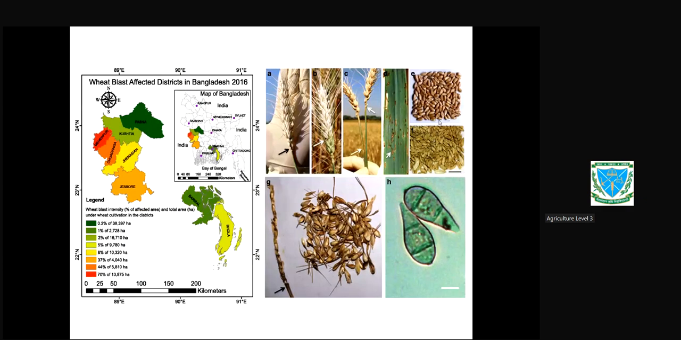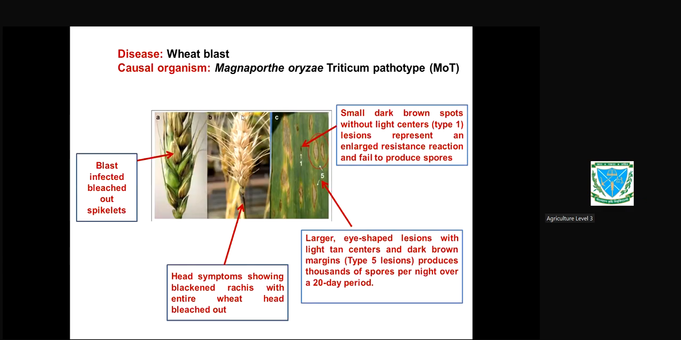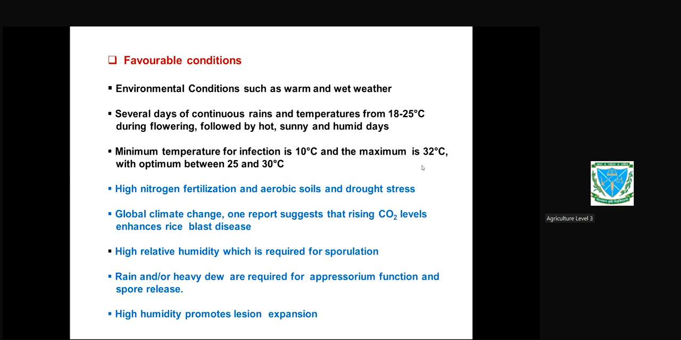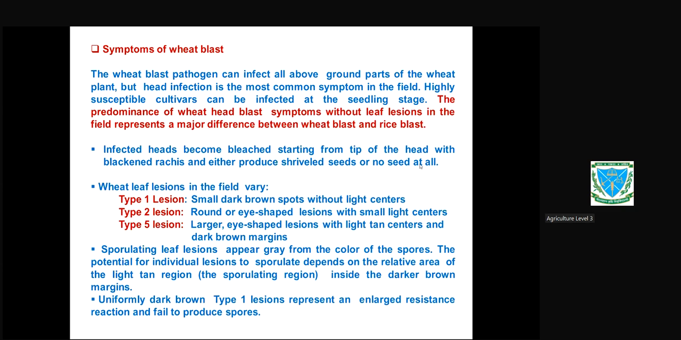So what you can do, draw the things and label them. In the case of plant pathology, you have to draw and label the things so that you can ensure 60 to 70% marks. And if you can write one or few sentences, 2 or 3 sentences, that should be enough.